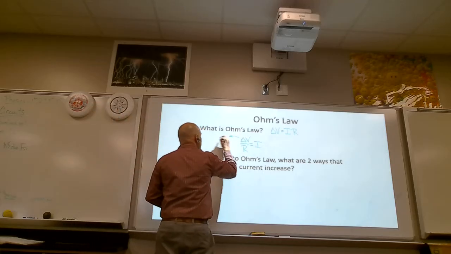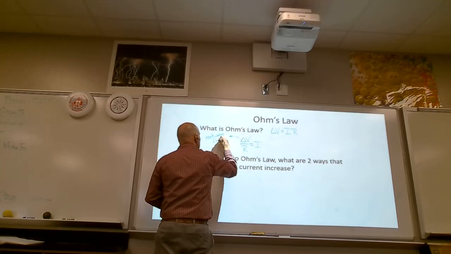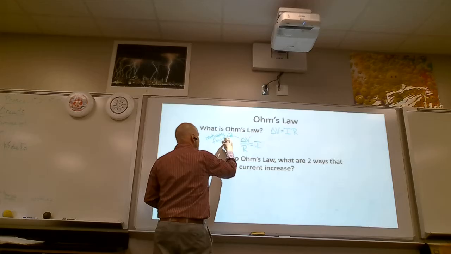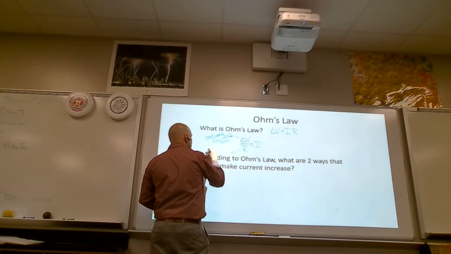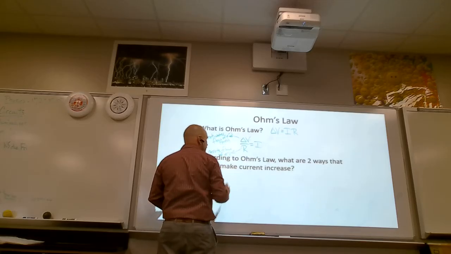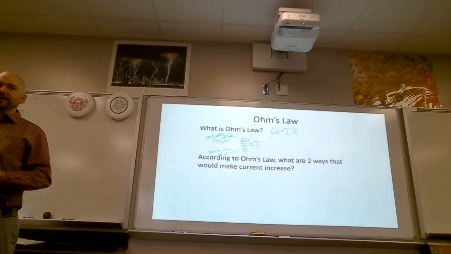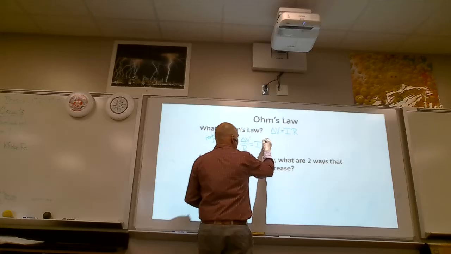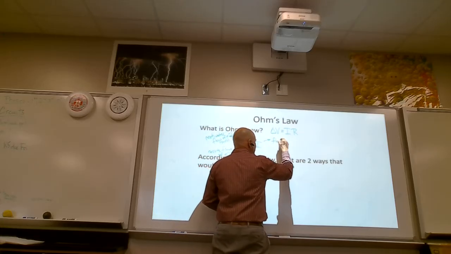Okay. Voltage motivates flow of electrons. It's the push, the pressure. Resistance resists flow of electrons. You see the conflict of interest there, the battle. The result of that battle is flow of electrons, is the current.